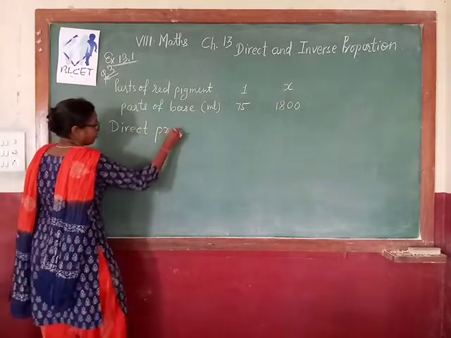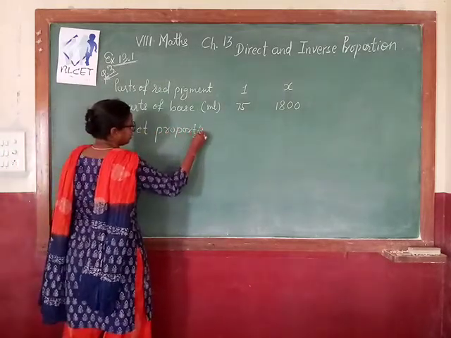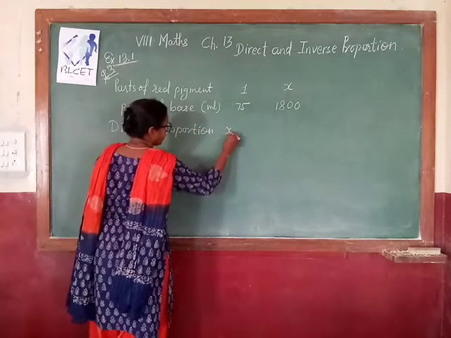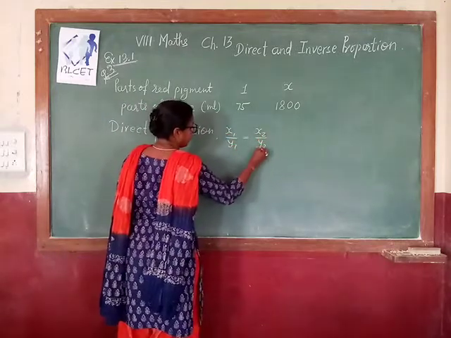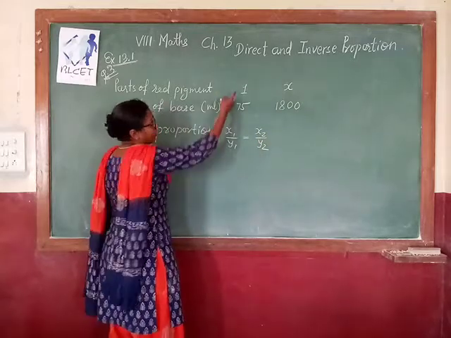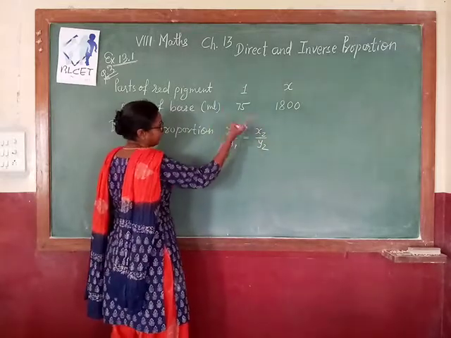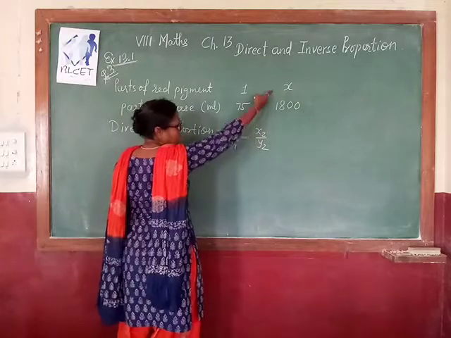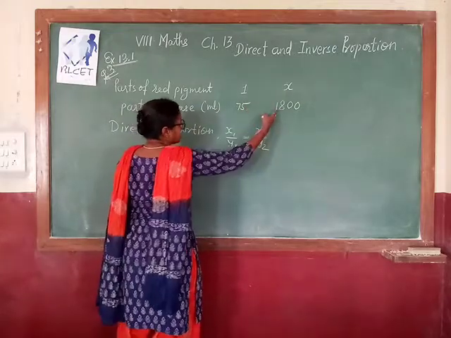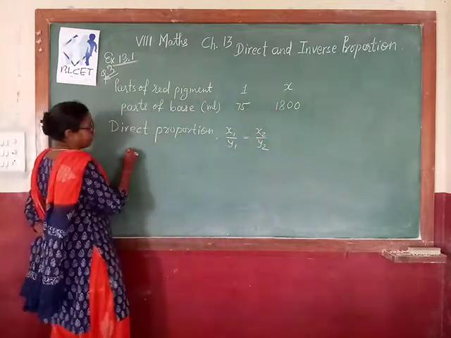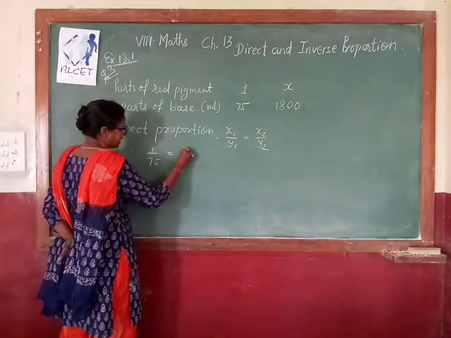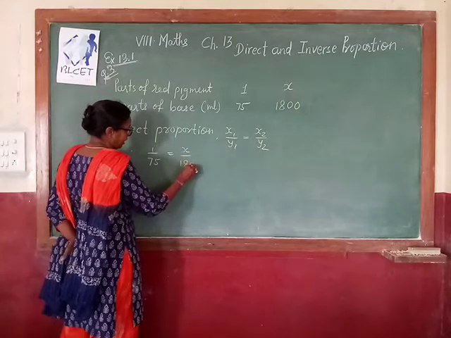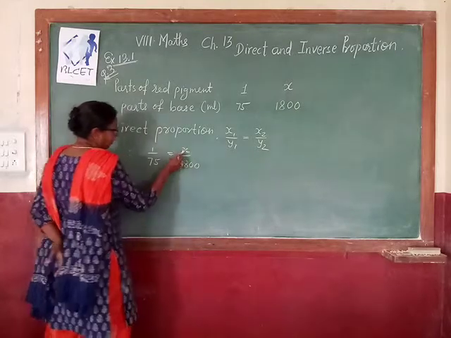So what is the formula to find direct proportion? That is x1 upon y1 is equal to x2 upon y2. Here your x1 is 1, y1 is 75, x2 means x that we want to find, and y2 is 1800. So let's substitute the values. So 1 divided by 75 is equal to x divided by 1800. Now we want to find the value of x.